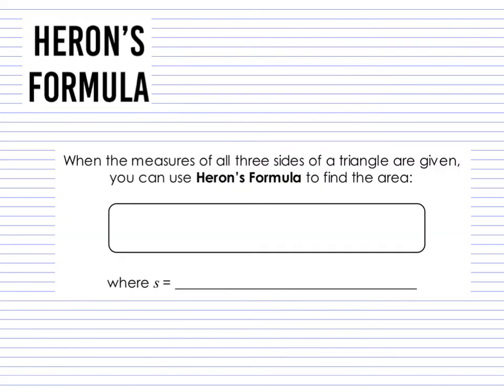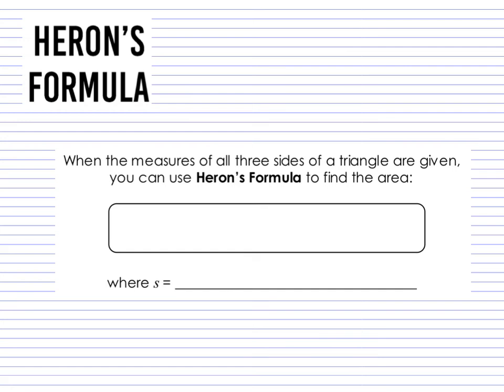That last problem brings us into Heron's formula. So when you're given all 3 sides, just like we did in the last one, you can use the law of cosines to find one of the angles and then use the area formula. But there's actually kind of a shortcut as well.